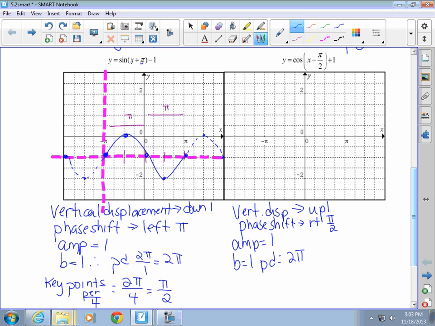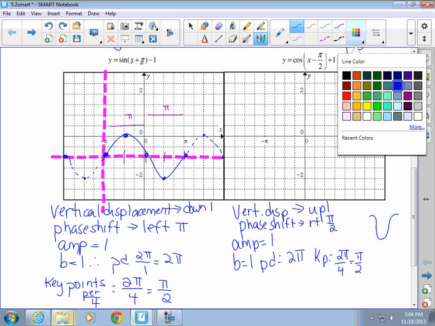So in 2 pi, I have to do that kind of funny looking U, if you want to call it. My key points then, 2 pi divided by 4, so that's every pi over 2, I have to have a key point. Okay, so number 1, I start with my vertical displacement and my phase shift.